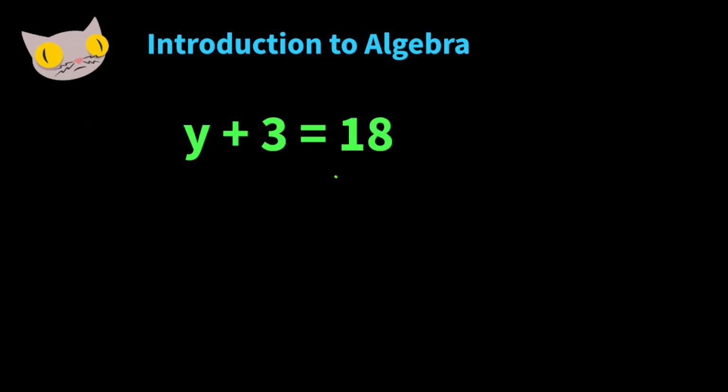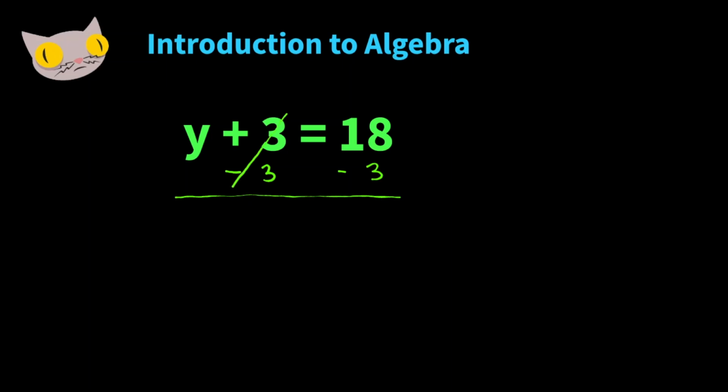Here's another problem. y plus 3 is 18, where y is our unknown or our variable. See, your variable doesn't need to be x, it can be any letter you like. So now let's solve this by balancing the problem. So we have y plus 3, so we can subtract 3 from both sides. Minus 3, minus 3.